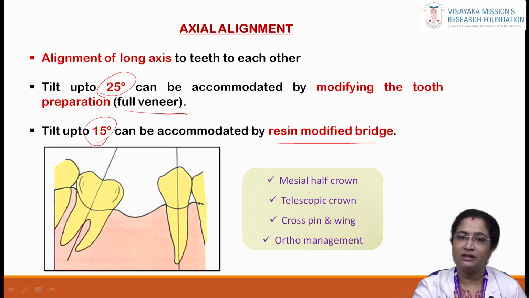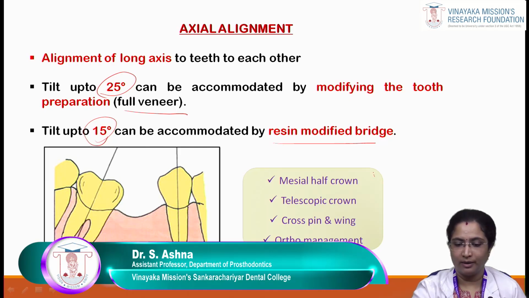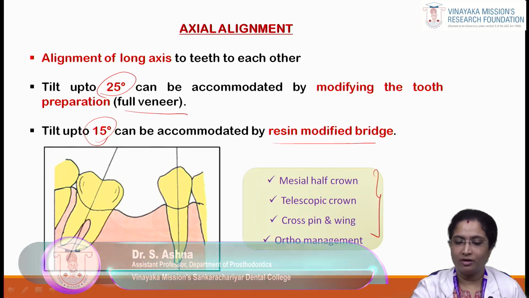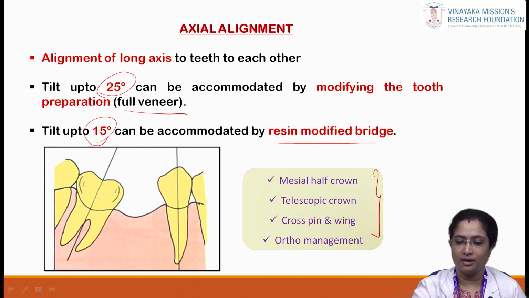So in case of severe inclination of the tooth, be it either lingually or buccally, we can think of prosthodontic treatment options like mesial half crowns, telescopic crowns, cross pin and wing crown, up to 25 degrees only, and anything beyond that can be corrected either with orthodontic management or it has to go for extraction.